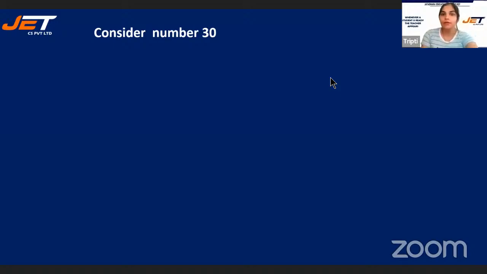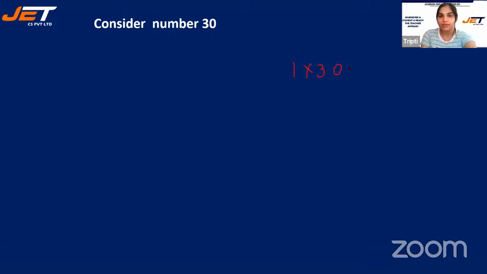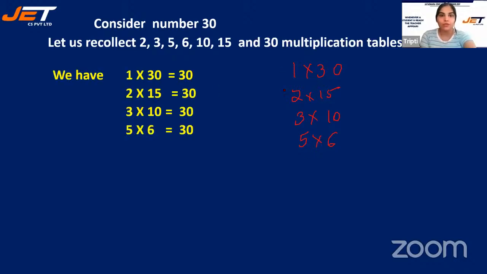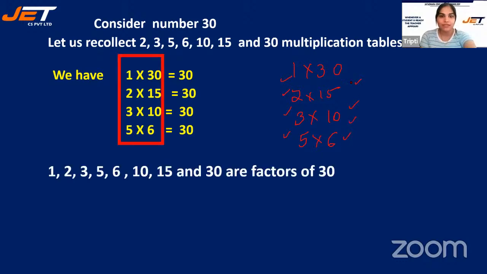So over here, 1 times 30 or 30 times 1, 2 times 15, 3 times 10, 4 no, 5 times 6, 6 times 5. All these numbers are the factors of 30. 1, 2, 3, 5, 6, 10, 15, 30. These are the factors of number 30. Good going. Next, the factors of number 36.